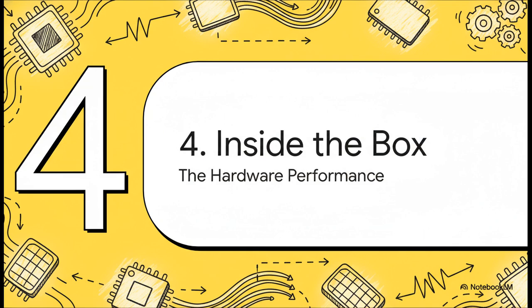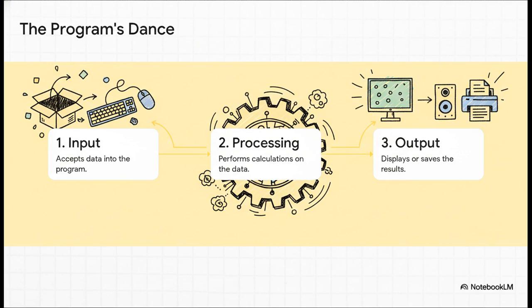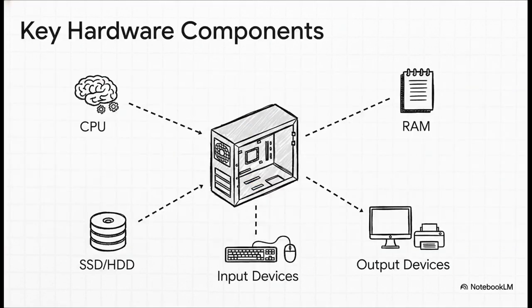Okay, so now our instructions are in a language the computer can finally understand. So let's crack open the case and see what's actually happening inside the machine. It turns out every single program, and I don't care if it's a simple calculator or the most complex video game, it follows the same fundamental three-step dance. It takes some information in, that's the input, it does something with it, that's the processing, and it spits out a result, that's the output. Input, processing, output. And to actually pull off this dance, the software needs help from the computer's physical parts, the hardware. Each piece of hardware has a really important job to do.